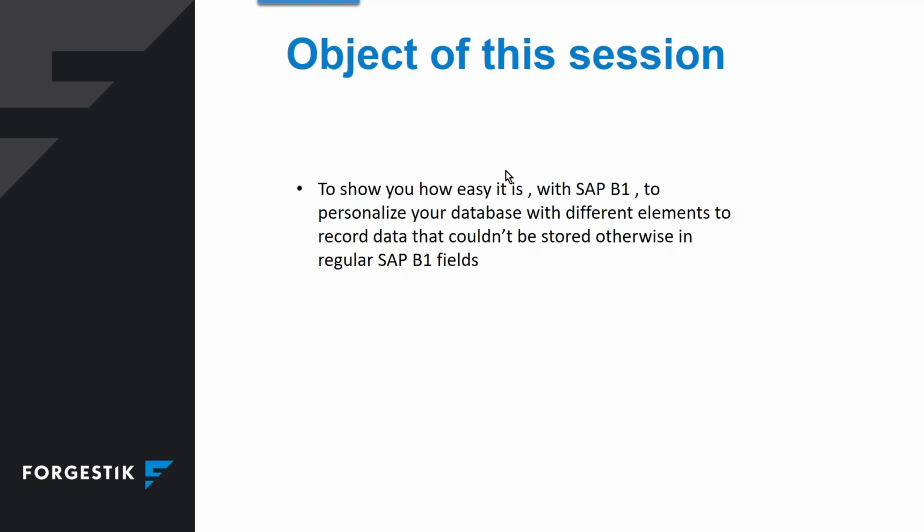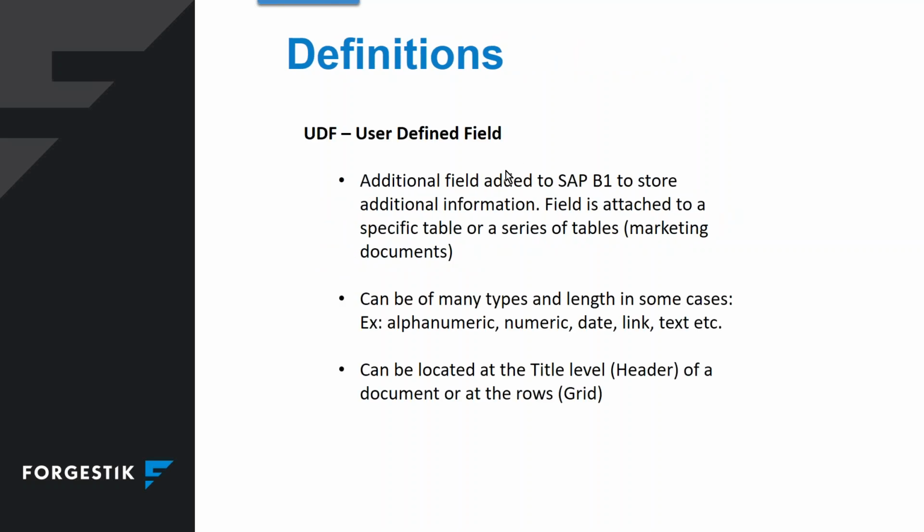All right. So first, some definitions. What is a UDF? It's basically an acronym for a user-defined field, meaning it's a field that was added by a customer. It is not a standard field by SAP Business One, but something added by the customer or the consultant acting for the customer. These fields are used to store additional information. Okay, and this field can be attached to a table or a series of tables.